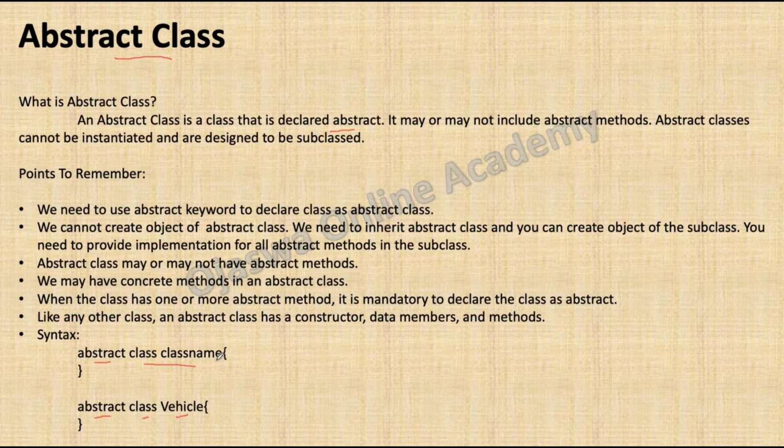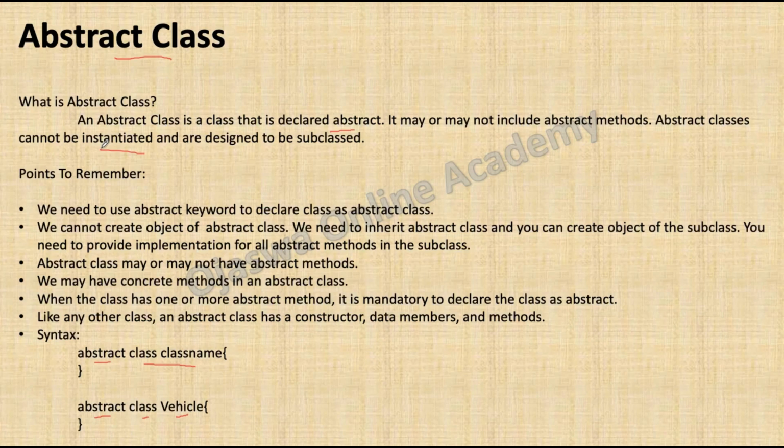So when you write abstract keyword and declare the class as abstract, it is not mandatory that it should contain abstract methods. You can write all concrete methods with implementation and still declare the class as abstract. This is allowed. But abstract classes cannot be instantiated and are designed to be subclassed. So once you declare the class as abstract, you cannot create object of abstract class. So what should you do if you want to create an object of abstract class and invoke the concrete methods? You need to create a subclass, and using subclass object you can invoke the concrete methods of abstract class.